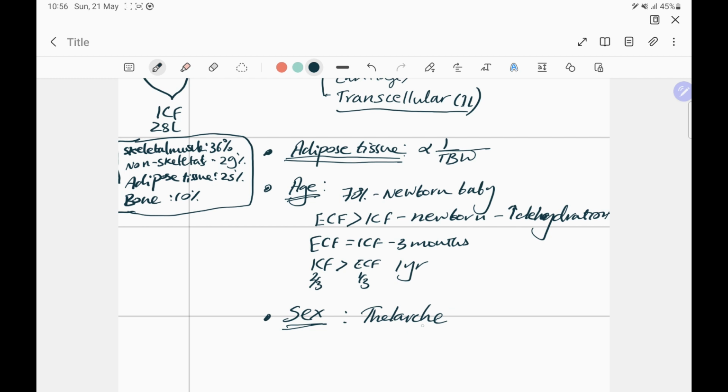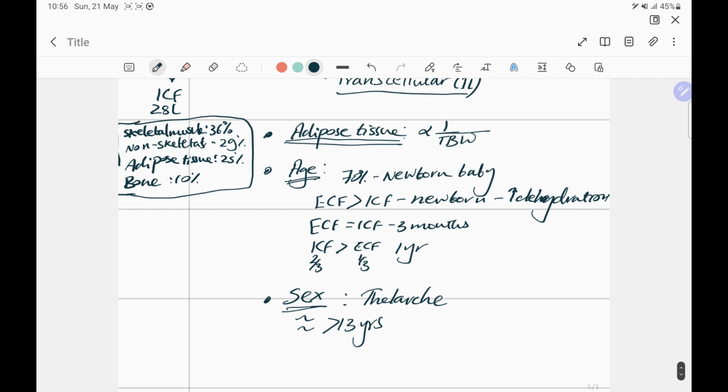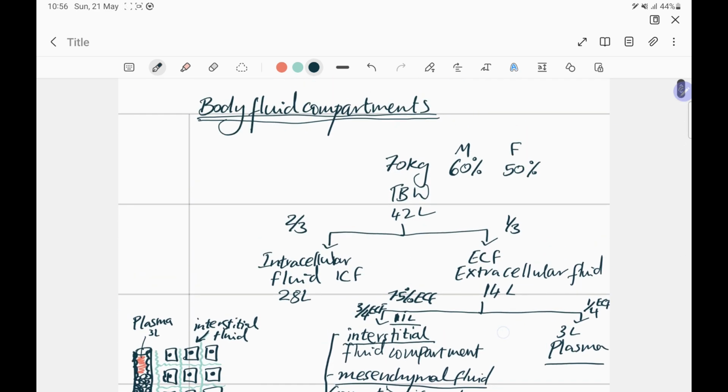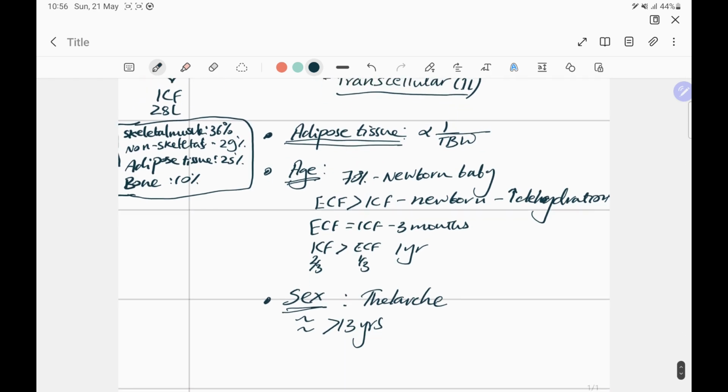So it is the women after puberty, after the age of 13 years or around 13 or beyond that. That's when these women tend to start getting a ratio of 50% water compared to the male 60%. And that's how it is.